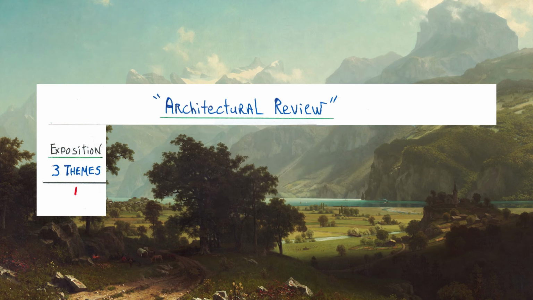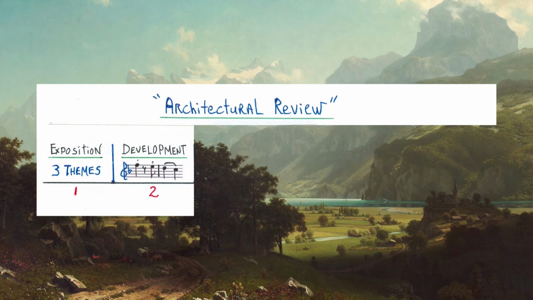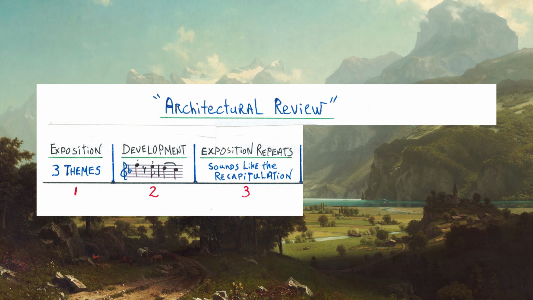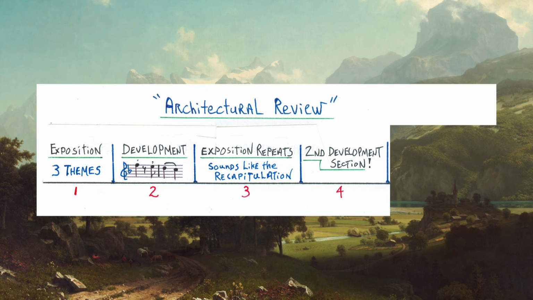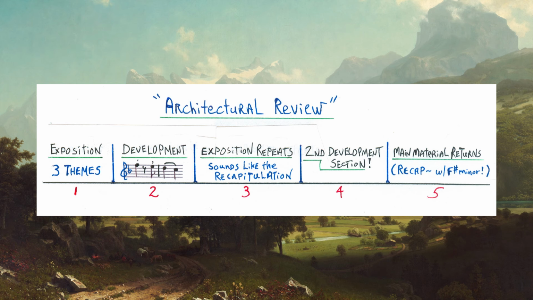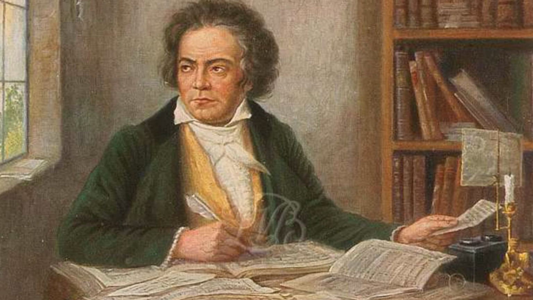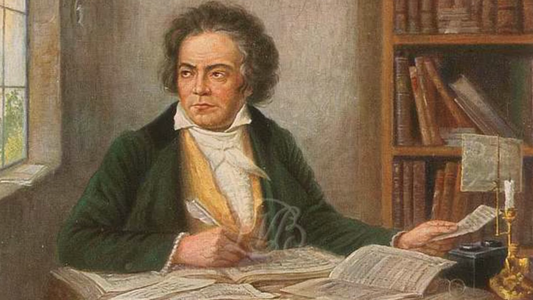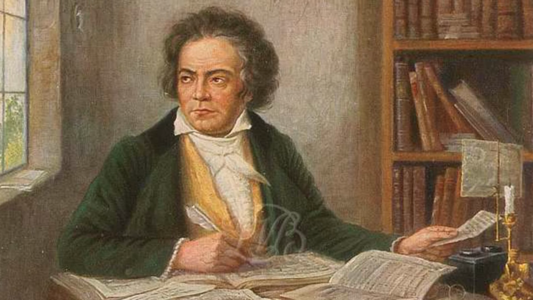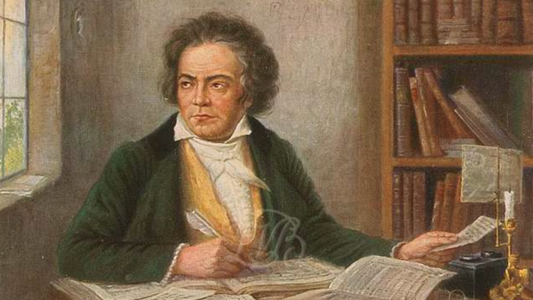There's the main exposition, followed by a development section. Then the main exposition returns, complete, giving the impression that it's a recapitulation. Then a second development section, that whole processional, mystical march thing that we've just come through. And now another return of the main material, like in a rondo. And knowing Beethoven, he will not phone it in and just give us another literal repeat of what we've heard before. No way. So fasten your seatbelts.